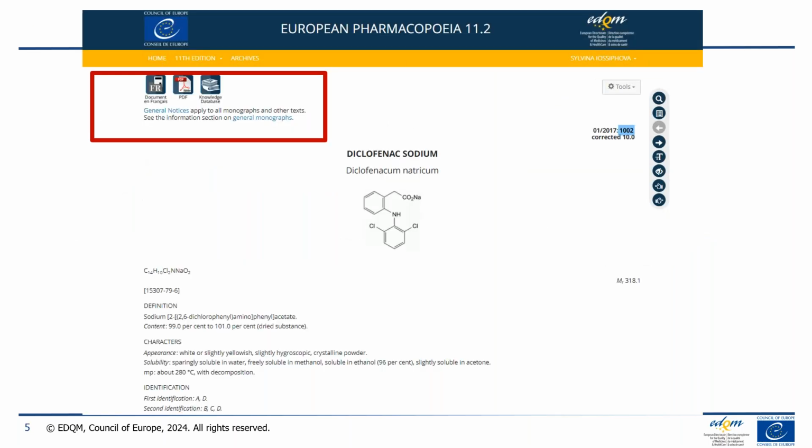On the screen, you can see the first part of the monograph of diclofenac sodium. It is a screenshot from the online version. On the upper left side, there is a link to the general notices, to the general monographs, but also to the knowledge database. The knowledge database is a direct link with our users, where you can find useful information about regions or brand names of columns used during the experimental verification of the monographs.